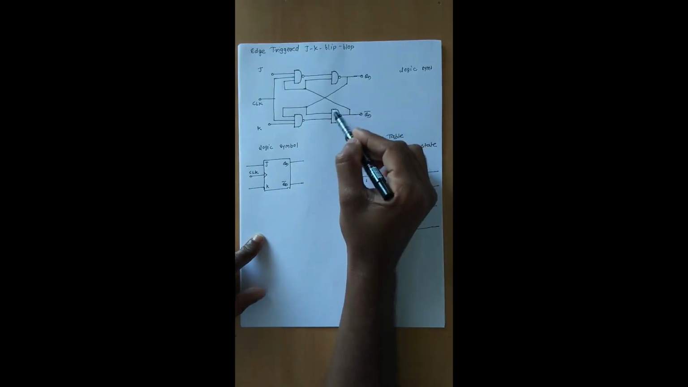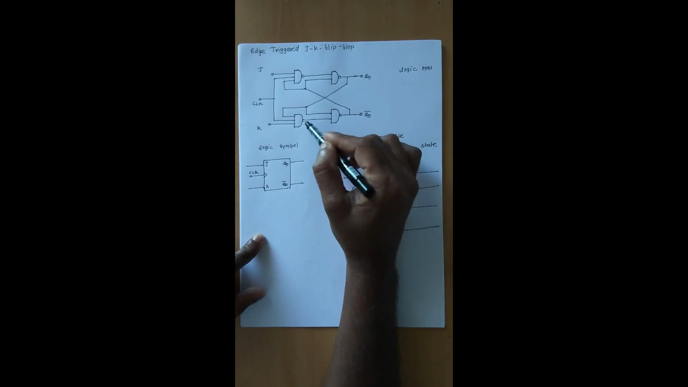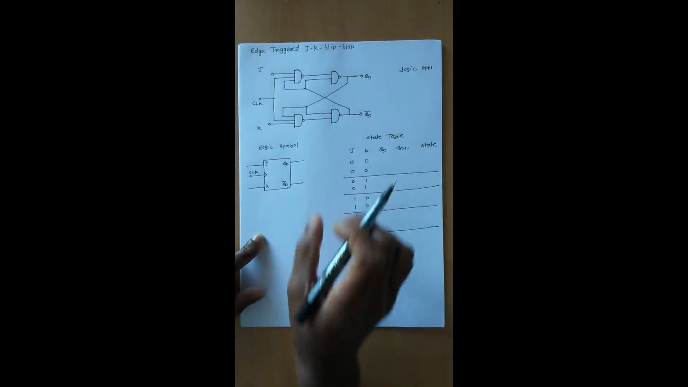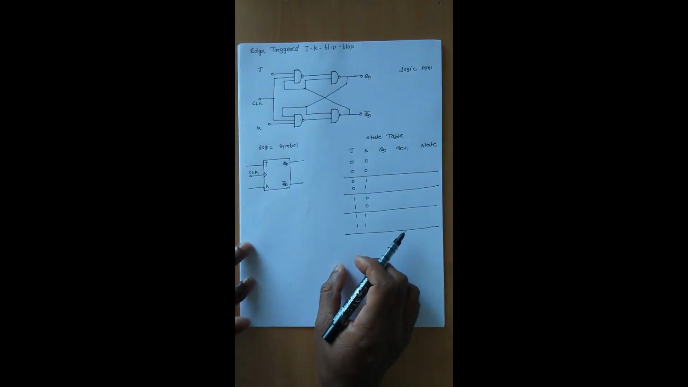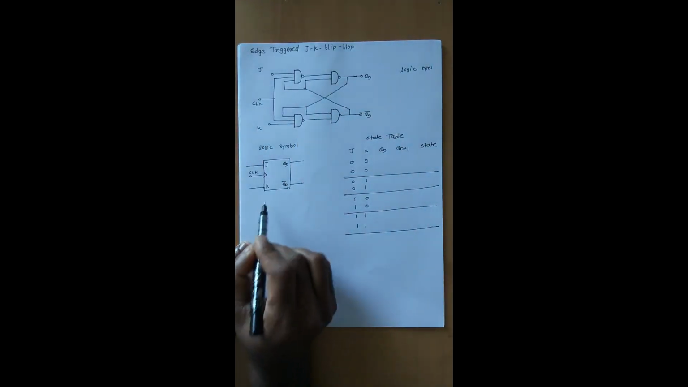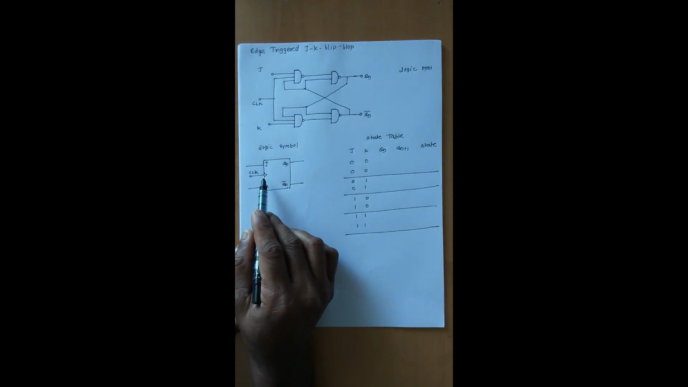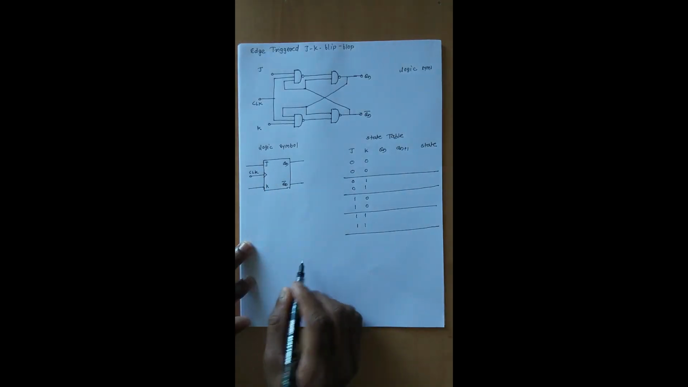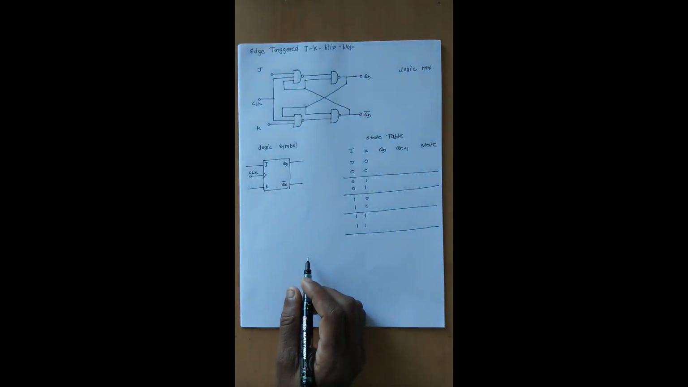For this gate, one input is Q of N, that is the non-complement output, and another input is the output of the second gate. In this way, this is the circuit arrangement for the JK flip-flop. This is the logic symbol, in which this is positive edge triggered, because before this arrow no bubble is inserted. So this is the logic symbol of the JK flip-flop.